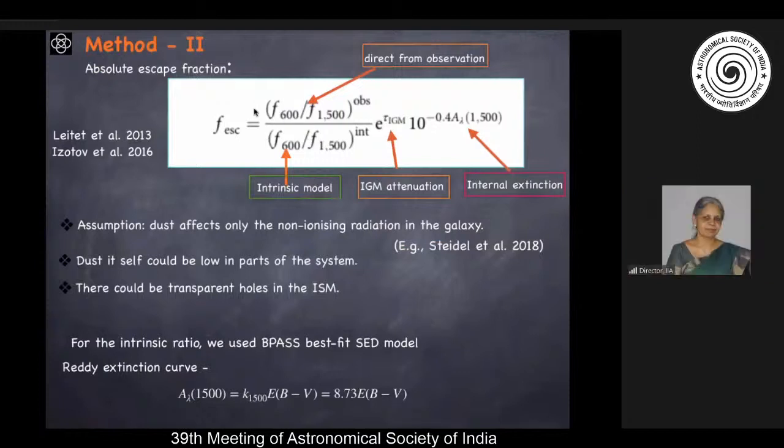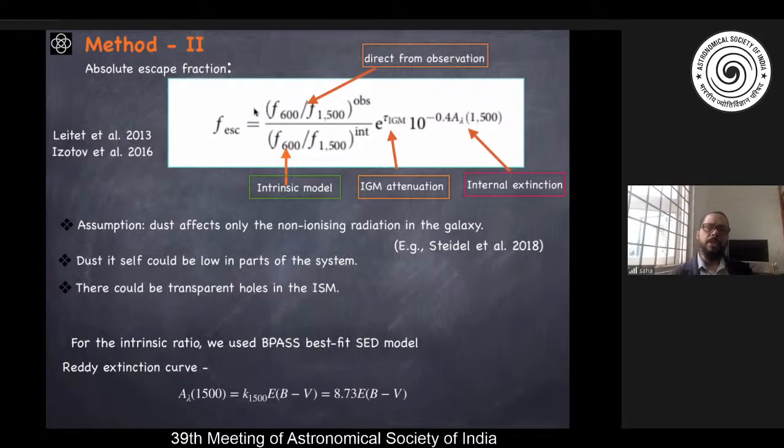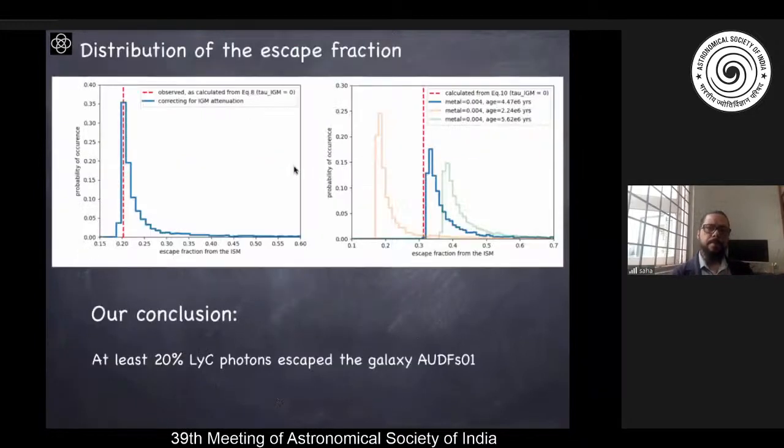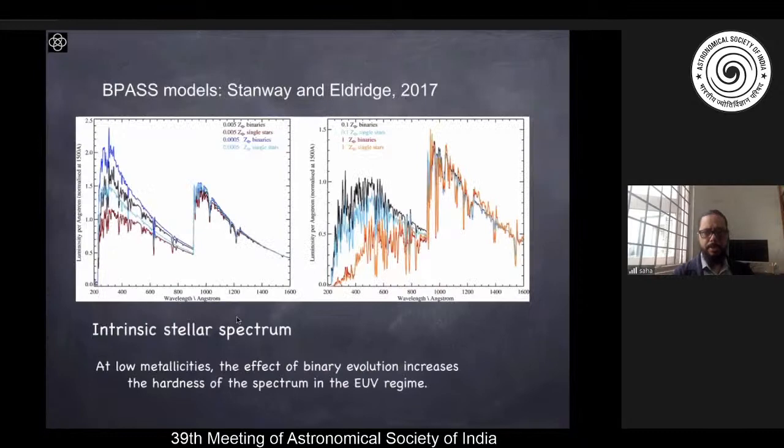We also estimate the escape fraction using the standard procedure, in which we take the ratio of the observed ionizing flux and the ratio of the intrinsic ionizing to non-ionizing flux, and using the internal extinction and the IGM. So this basically takes into account the IGM and the internal extinction, and this ratio we use from our BPASS modeling. And this is the distribution we get, from the first method and the second method. We see that at least 20% of the Lyman continuum photons escape this galaxy, which is a good sign.